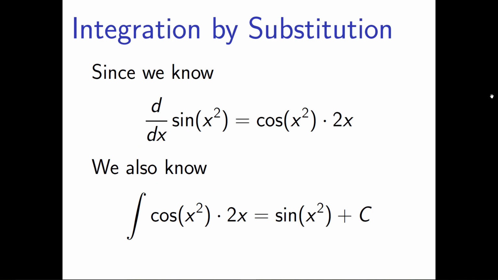So if we know that, we hopefully also know this. If we know the derivative of sine x squared is cosine x squared multiplied by 2x, then we also know that if we take the integral, the antiderivative of cosine x squared multiplied by 2x, we get sine of x squared. We get back to where we started, with of course the plus c, the constant of integration. We know that from the fundamental theorem of calculus.